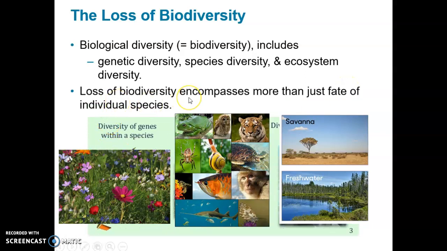So the loss of biodiversity encompasses more than just the fate of individual species. It encompasses essentially the entire planet, the whole biome, in one way or another, because to one degree or another, each individual species, in fact each individual organism, is linked to another organism, and one species is linked to another species, all the way up to the entire level of the biosphere. And in a way, you can think of some species as being more vital than others, but sometimes that's just because of a lack of knowledge by humans.